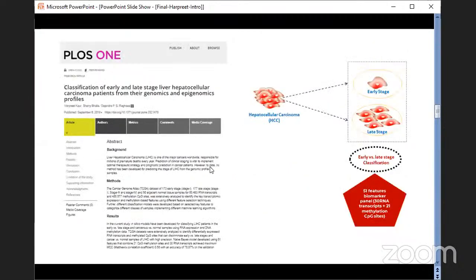And in the next part, to identify liver cancer at an early stage, we explored transcriptomics as well as methylation data of nearly 350 HCC patients, employing various statistical and bioinformatics techniques that include random forest and various feature selection techniques. Eventually, we identified a 51 signature that includes 30 RNA transcripts and 21 methylation CpG sites that can predict liver cancer at an early stage.